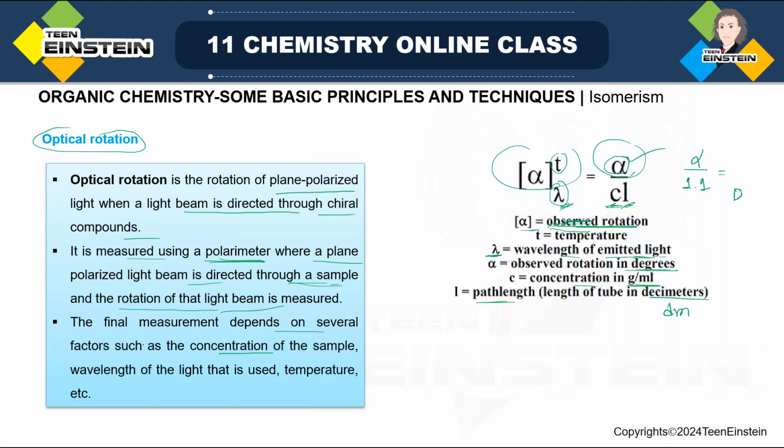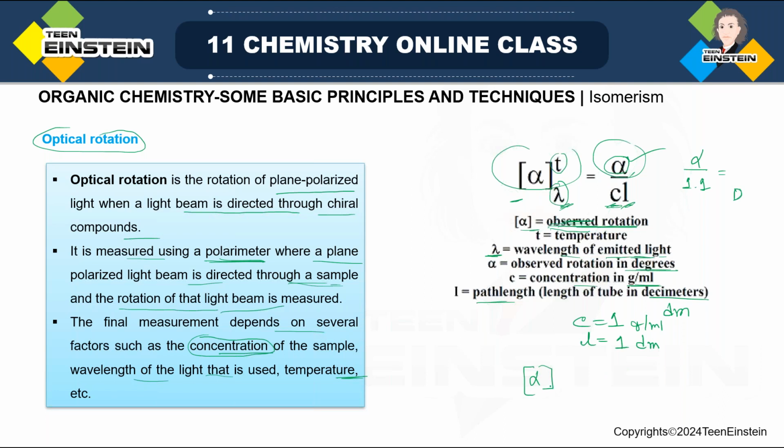So this final measurement depends on several factors. Obviously, concentration is a factor. If you change the concentration, the left-hand side alpha value will change. Then what type of wavelength of light you have used, that is important. What temperature you have done the experiment at. So we have to know everything, because optical rotation is dependent on all these things. Right? Now here, if we take C as 1, suppose it is 1 gram per ml and L value is also 1 decimeter. This is 1 gram per ml and this is 1 decimeter.